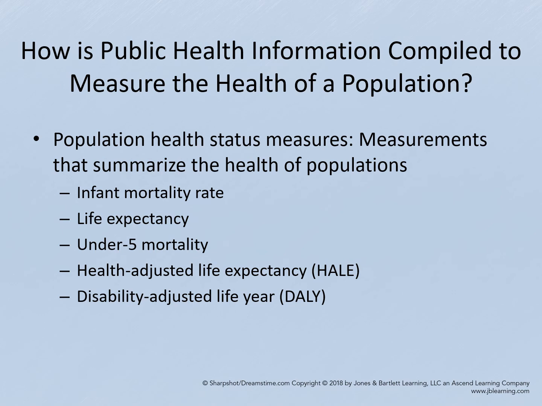Next question is, how is public health information compiled to measure the health of a population? Measurements that summarize the health of populations are called population health status measures. In the 1900s, two of the measurements became standard for summarizing the health status of a population. That is the infant mortality rate and life expectancy. These measurements basically rely on death and birth certificate data, as well as census data.